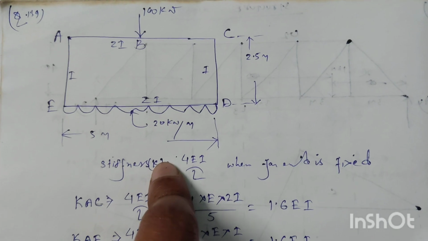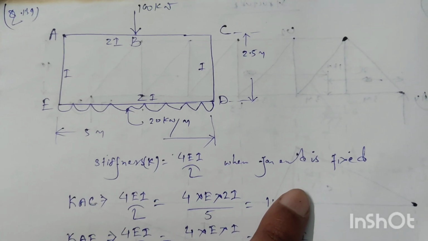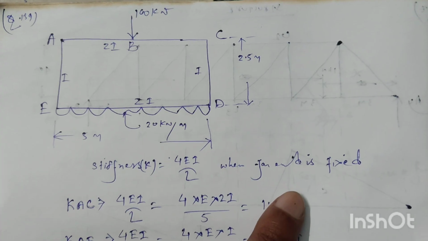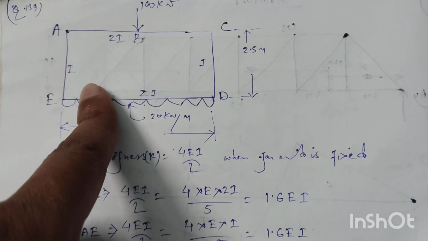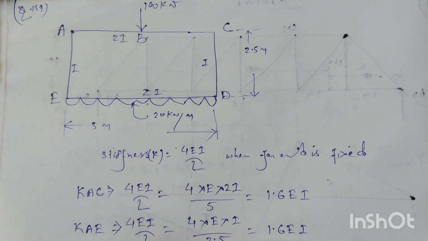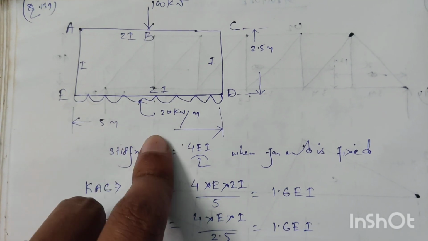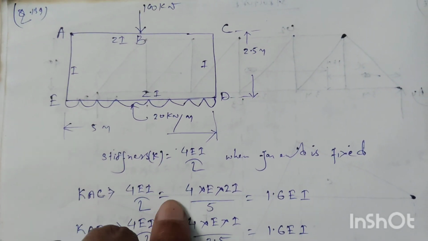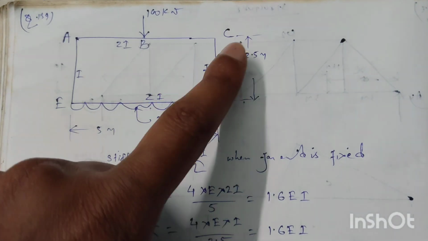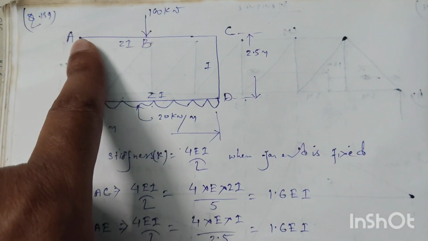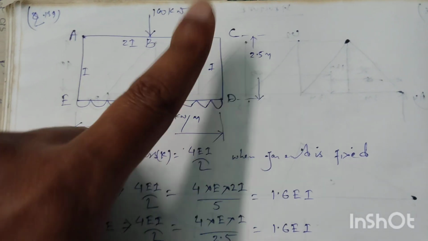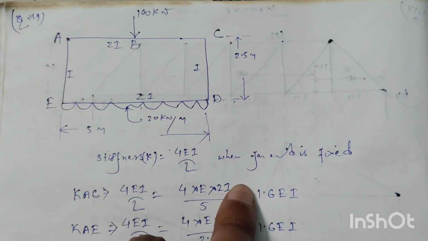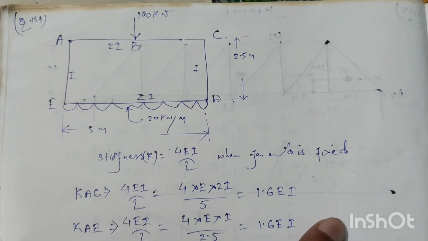That is the formula when the far end is fixed, and the stiffness value will be 3 EI by L when the far end is hinged. But here all the ends are fixed as it is a box section. So the stiffness of the member AC will be 4 EI by L. So 4 into E into I, which is 2 times for this member AC, so 2I by L, with 5 meter length of this member AC. So the stiffness value KAC will be equal to 1.6 EI.